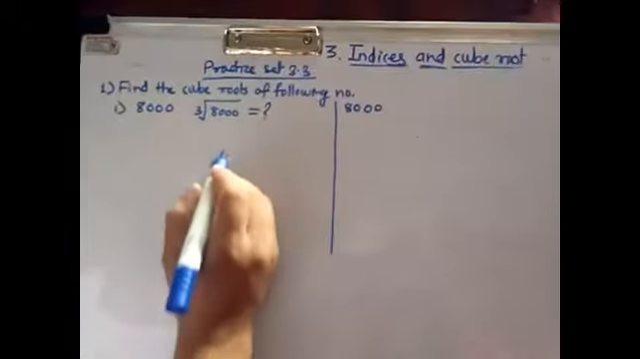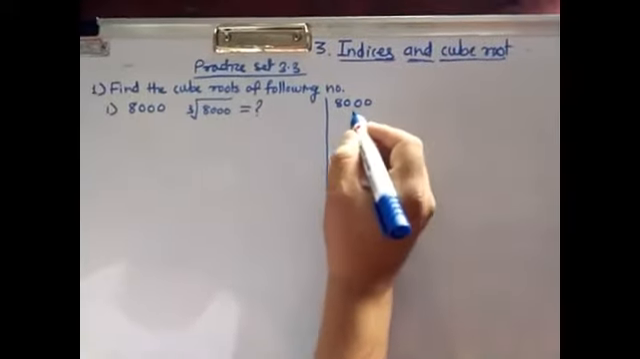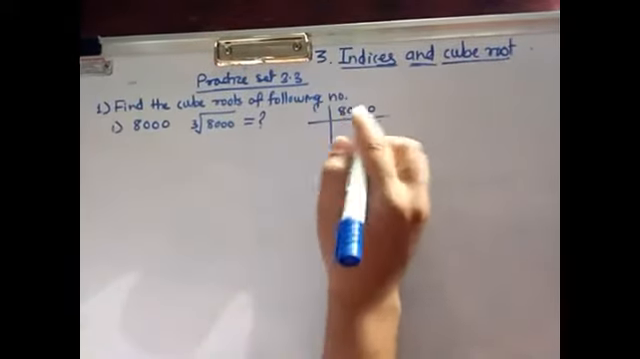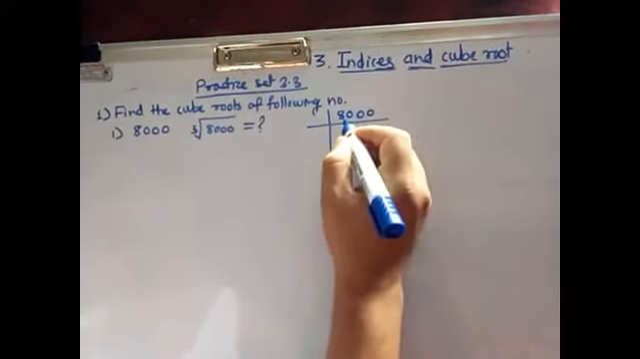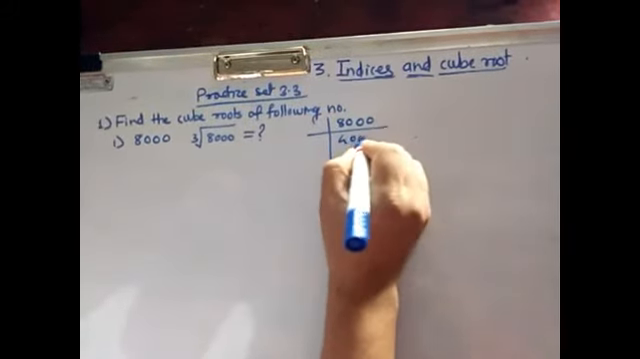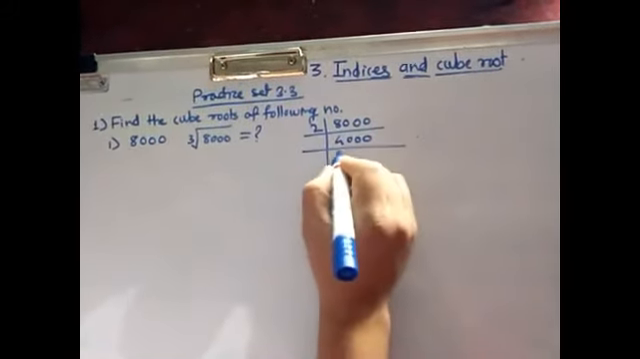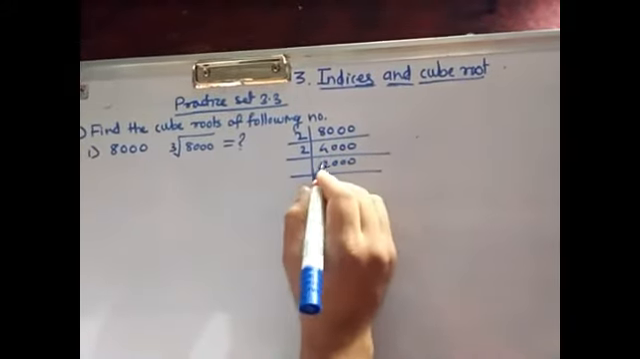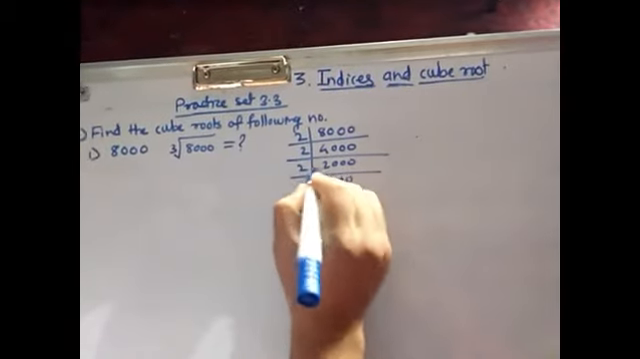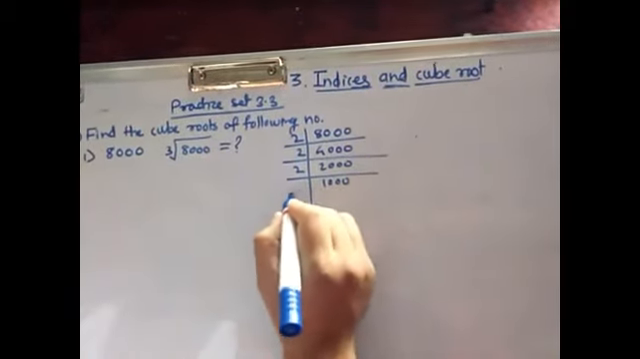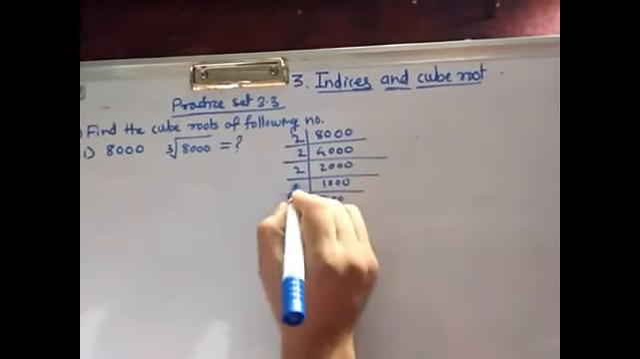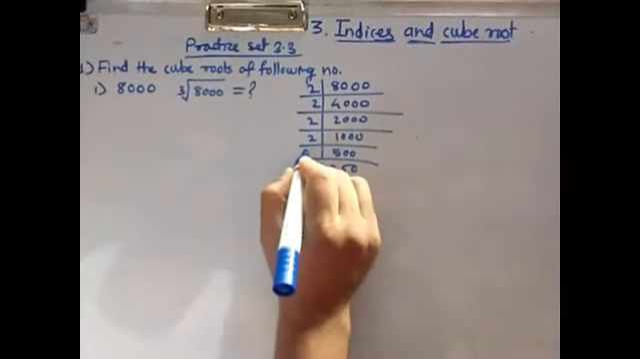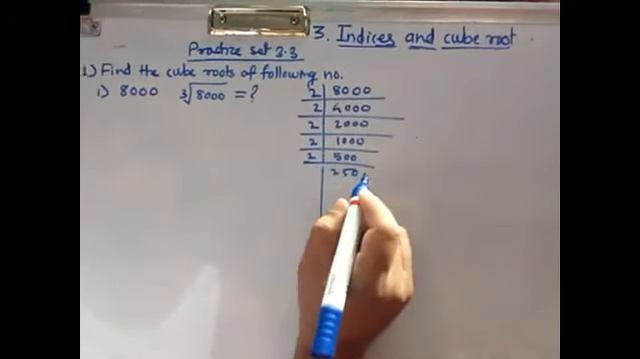So we find the cube root of 8000 using this method. This is a very easy method. See, we divide 8000 by 2 to get 4000, again by 2 to get 2000, again 2 to get 1000, 2 ones are 2, again 500, 2 fives are 1000, and again 250, 2s are 500. Now again 125.